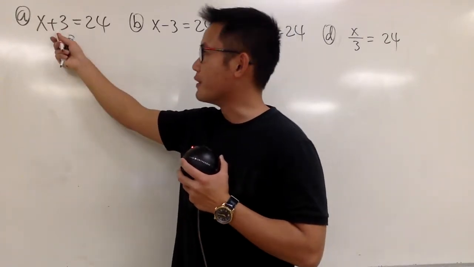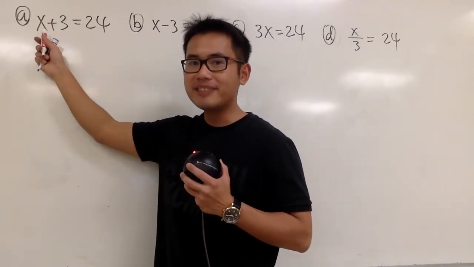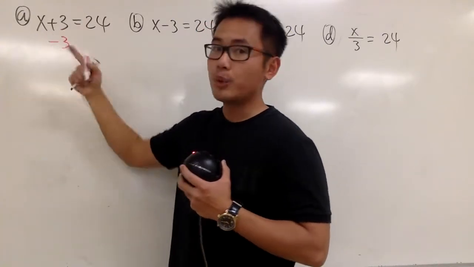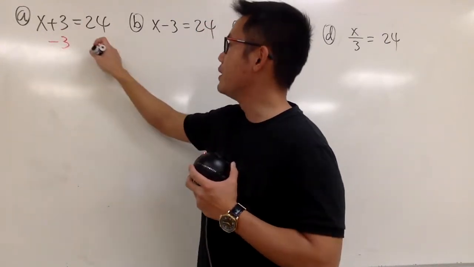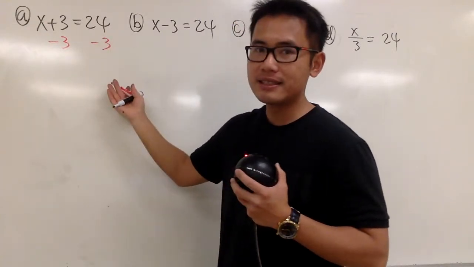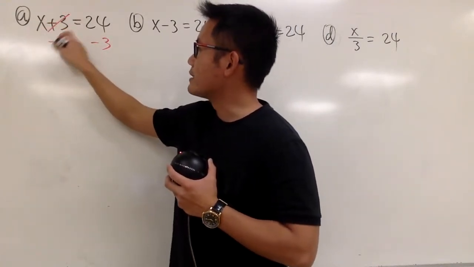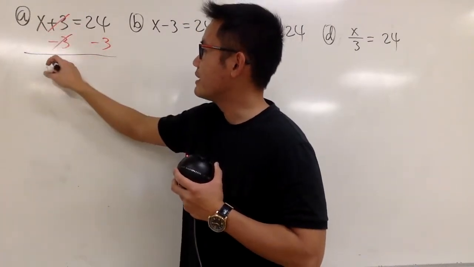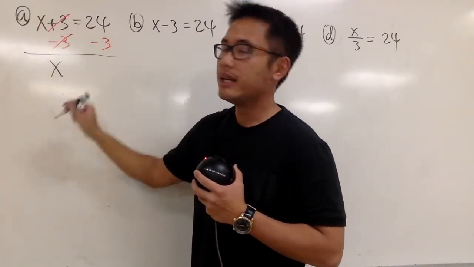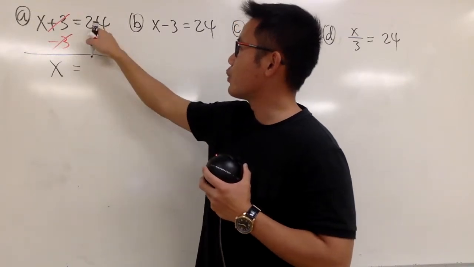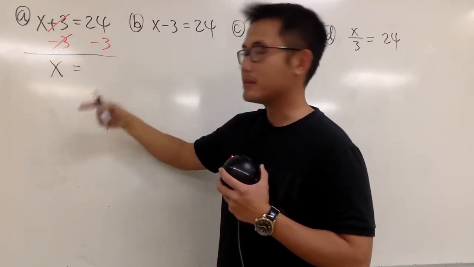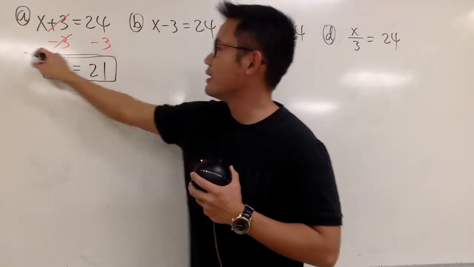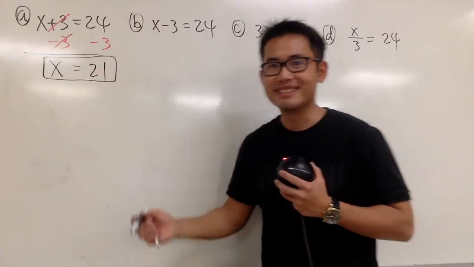We have to get rid of the 3 so we can get the x by itself, right? To do so, we just have to do the opposite, so we subtract the 3. And we do it on both sides. This way, we can cross them out to be 0, and then we will just have x on the left-hand side, and we just have to work out 24 minus 3. So this is what we'll have to do. And we'll end up with 21 for the answer. X is equal to 21 for the first one.